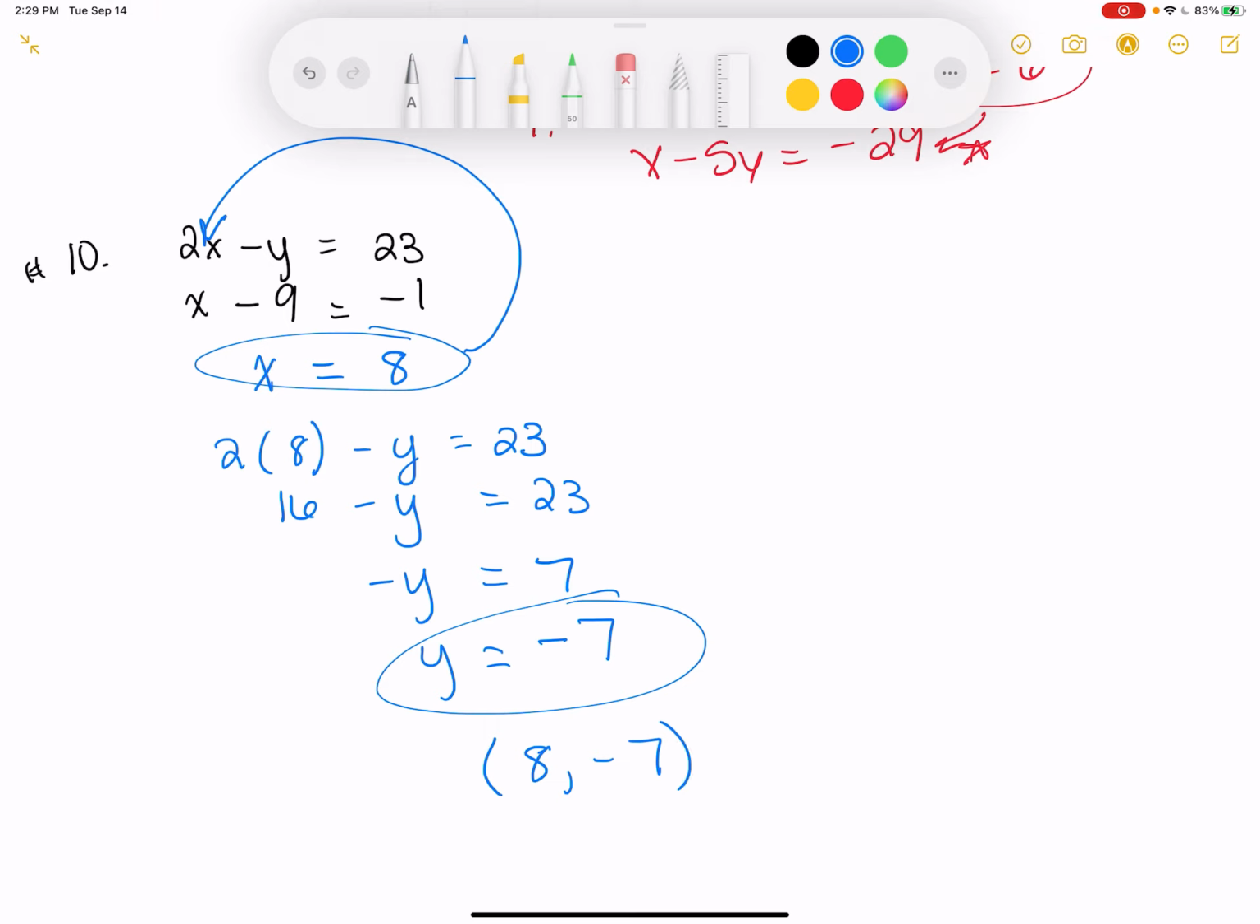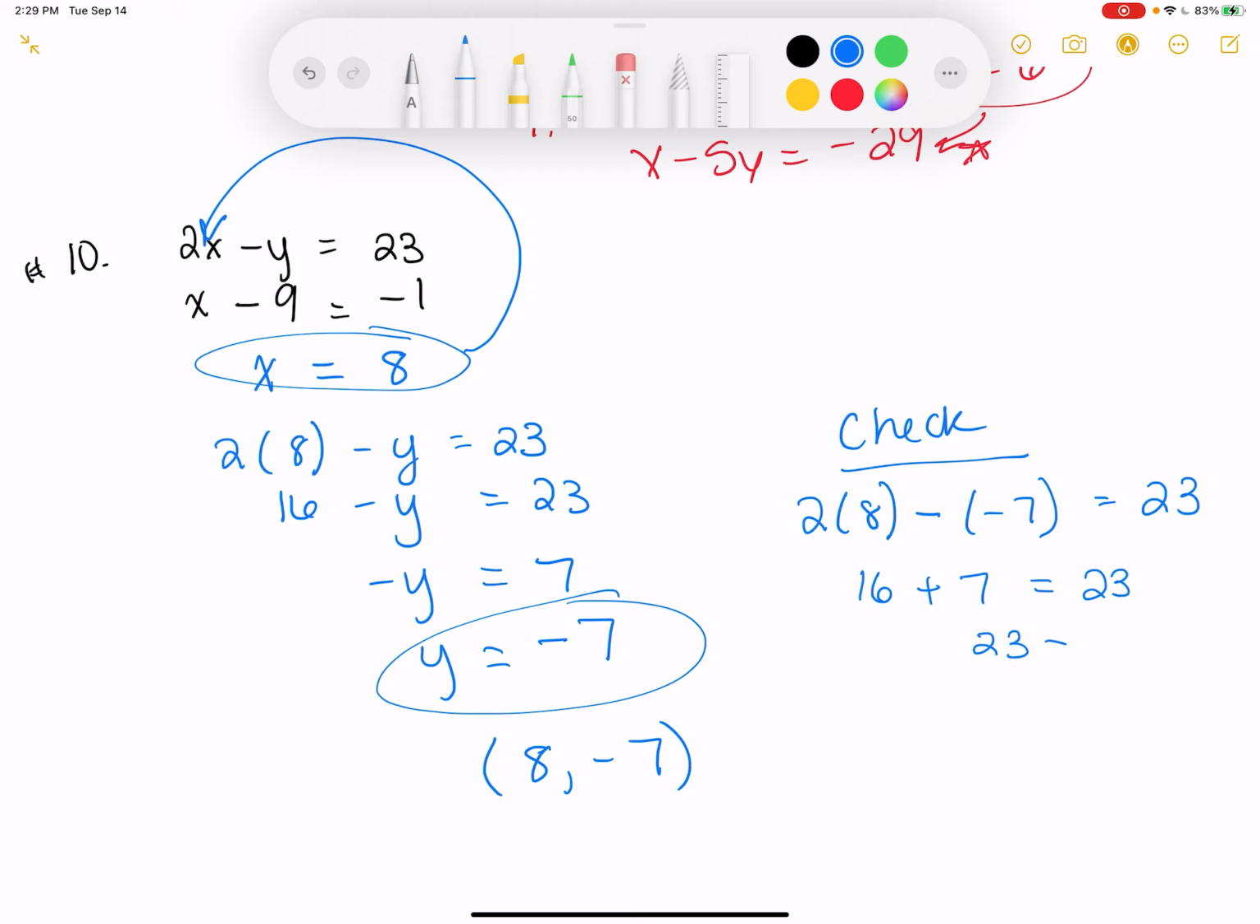I'm going to go up and plug it in to check it. So 2 times 8 minus a -7 is equal to 23. So 2 times 8 is 16. Minus a negative makes that positive. So plus 7 is equal to 23. 23 equals 23. And then the other one obviously only has one variable in it, but I'm still going to plug that value in. So 8 minus 9 is equal to -1. -1 equals -1. So it works.